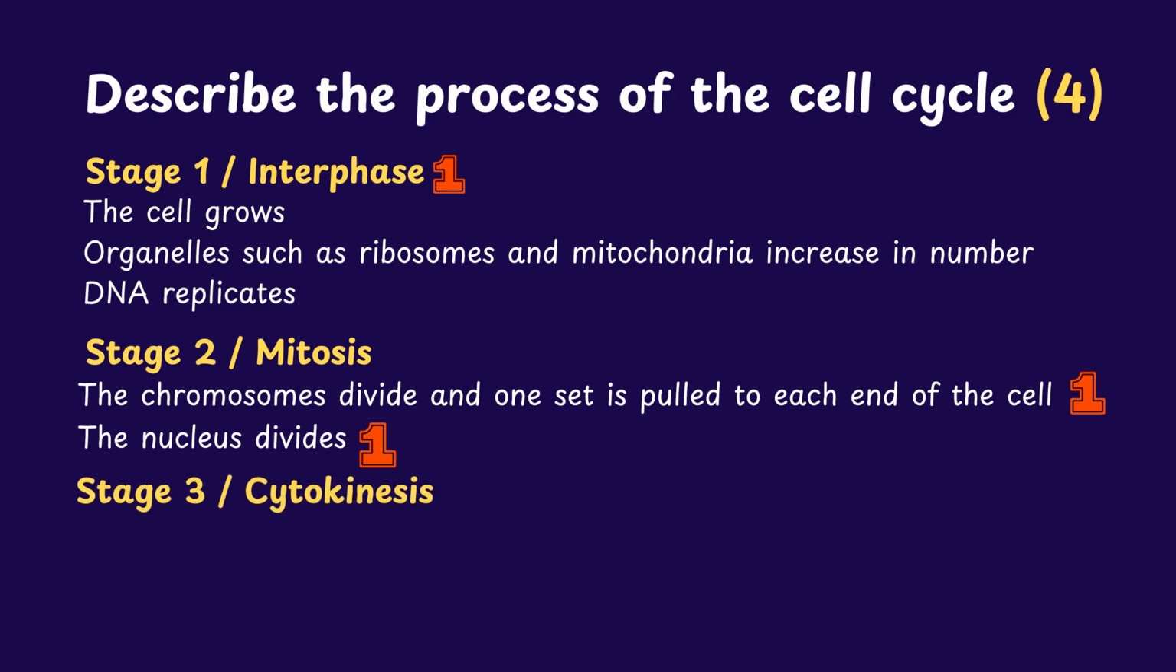And then the last stage, stage 3 or cytokinesis, this is where the cell membrane and cytoplasm divide. You notice that "and" is in bold, students. That is how it is in the mark scheme. You must say cell membrane and cytoplasm to get the 1 mark.